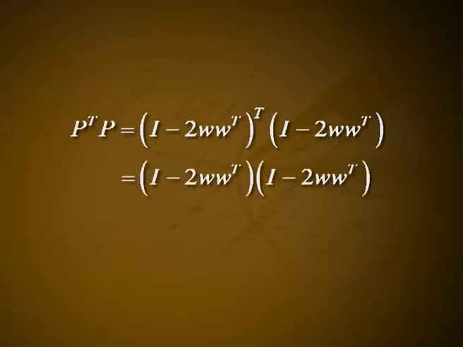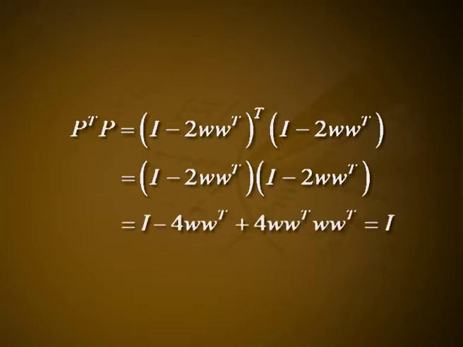into (I minus 2 W W transpose), that is equal to (I minus 2 W W transpose) into (I minus 2 W W transpose), that is equal to I minus 4 W W transpose plus 4 W W transpose W W transpose, that is equal to I. The vector W is constructed with the first r minus 1 components of W as zeros.